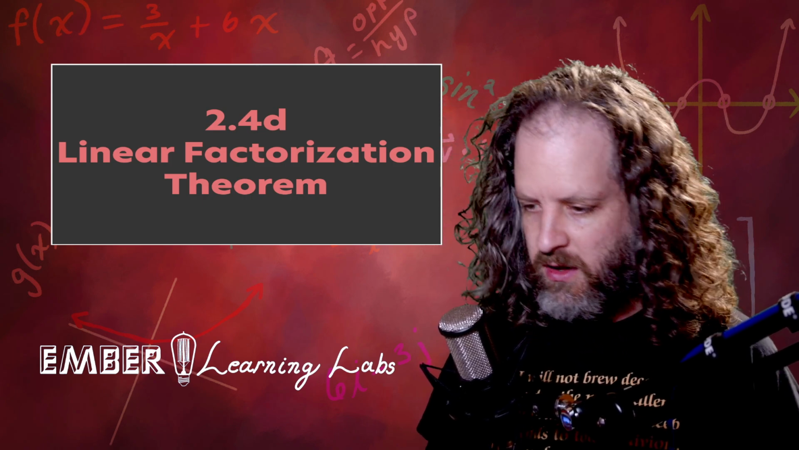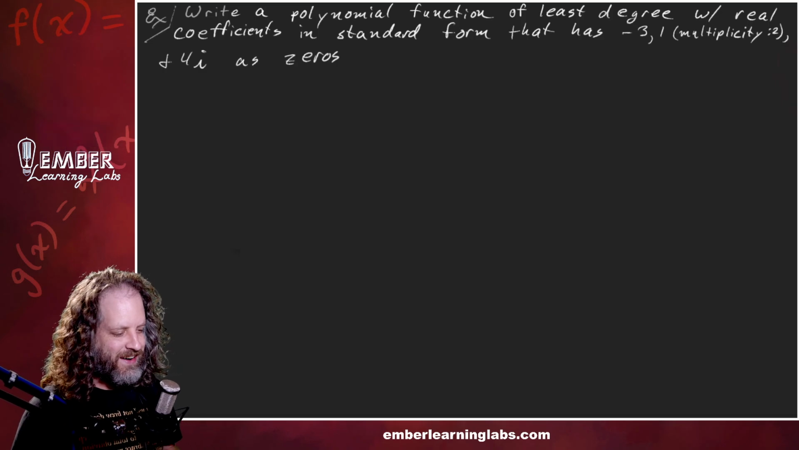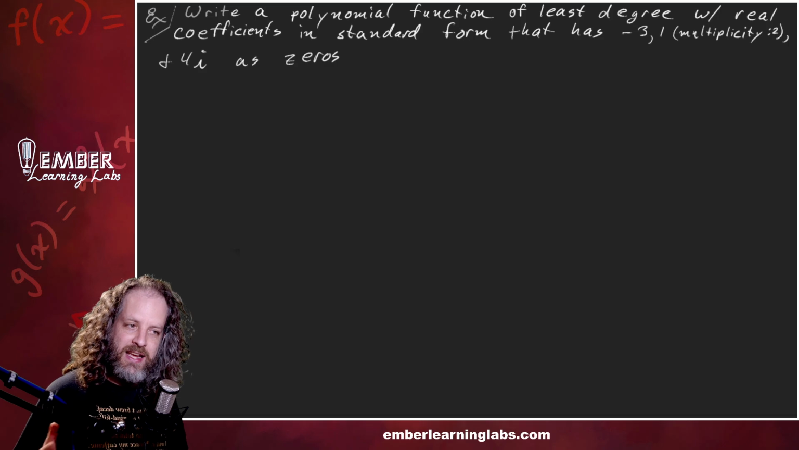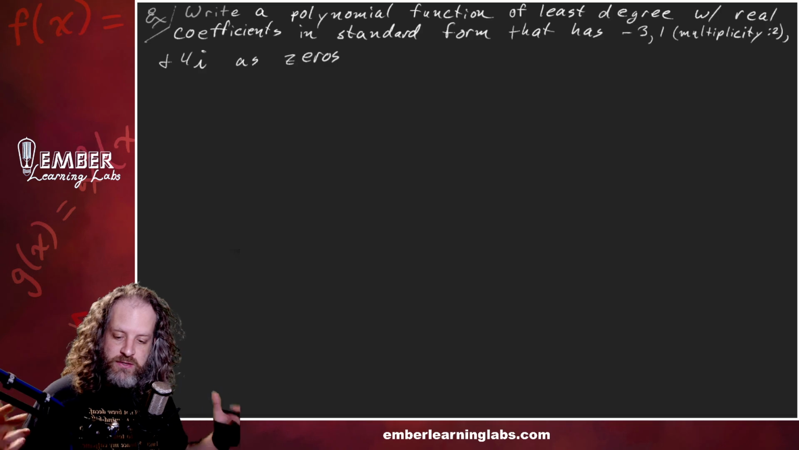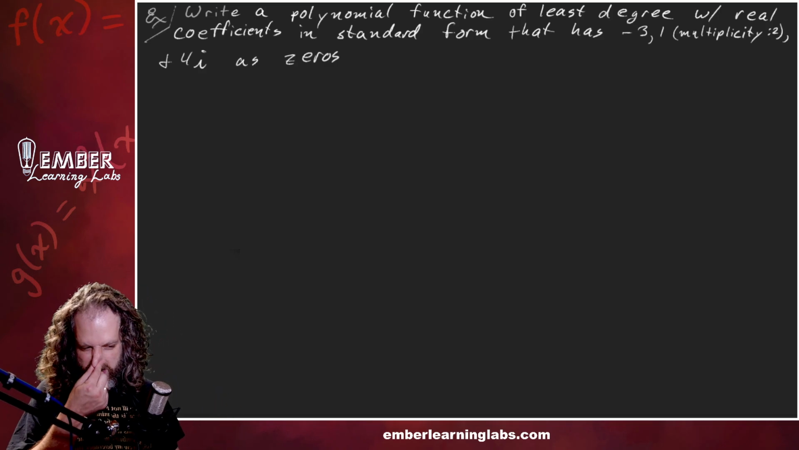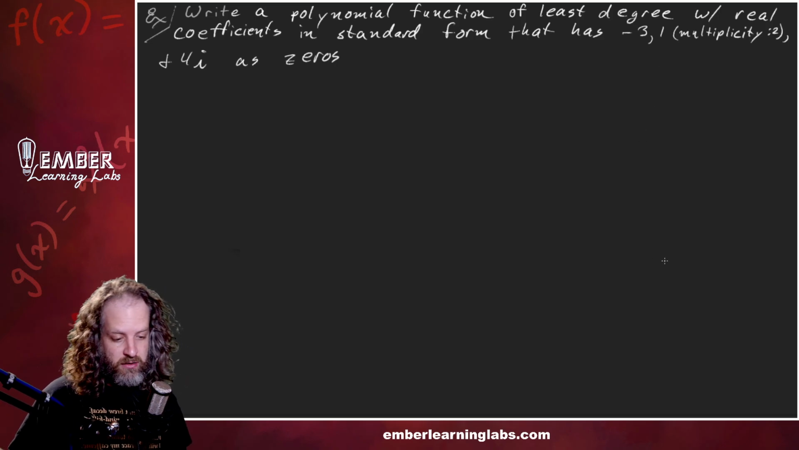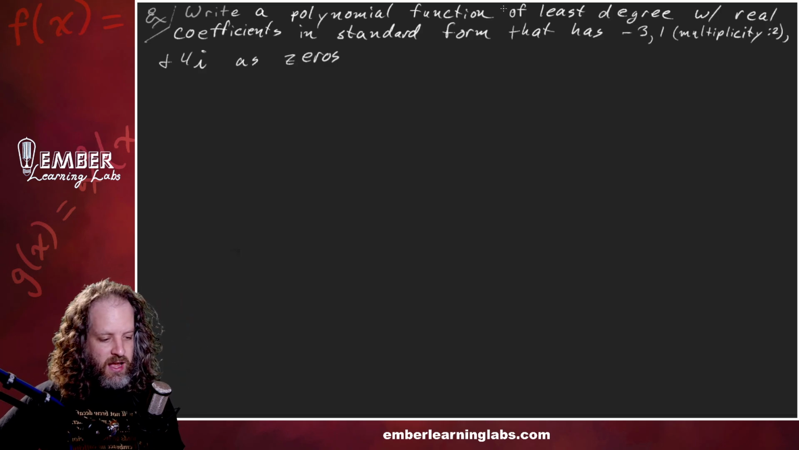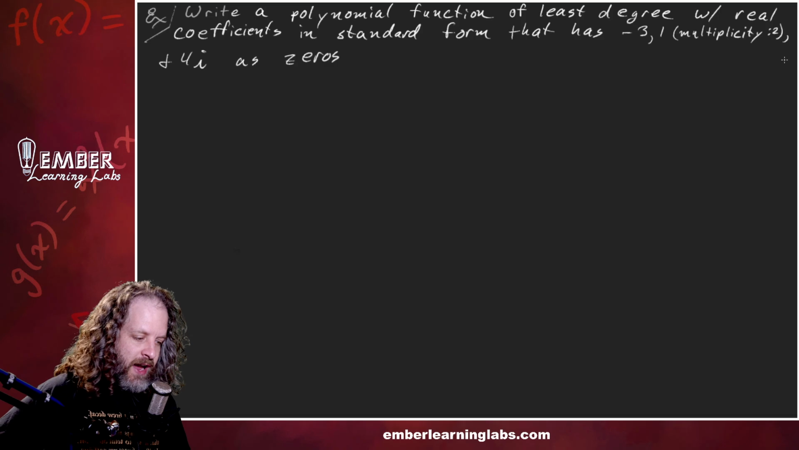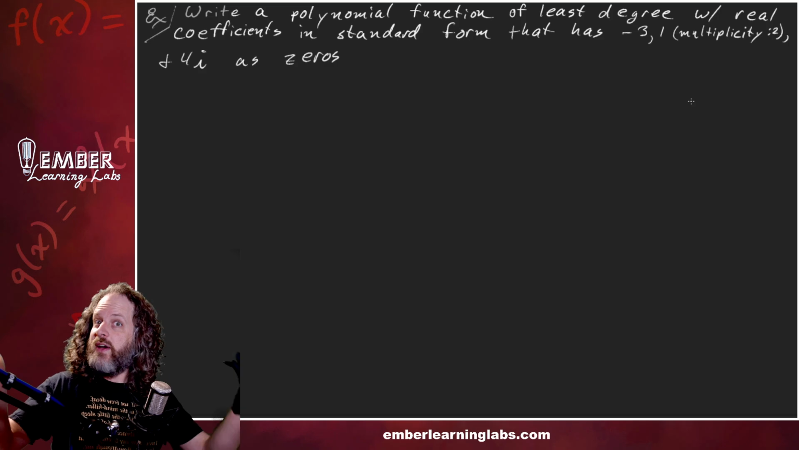Oops, wrong button. I need this button. There we go. All right, so you might see this type of problem. This type of problem is a backwards version of what we've seen already. We're supposed to write a polynomial function of least degree with real coefficients in standard form, descending order, that has all of these factors in it. So this time we're given all the zeros and we've got to write the function.